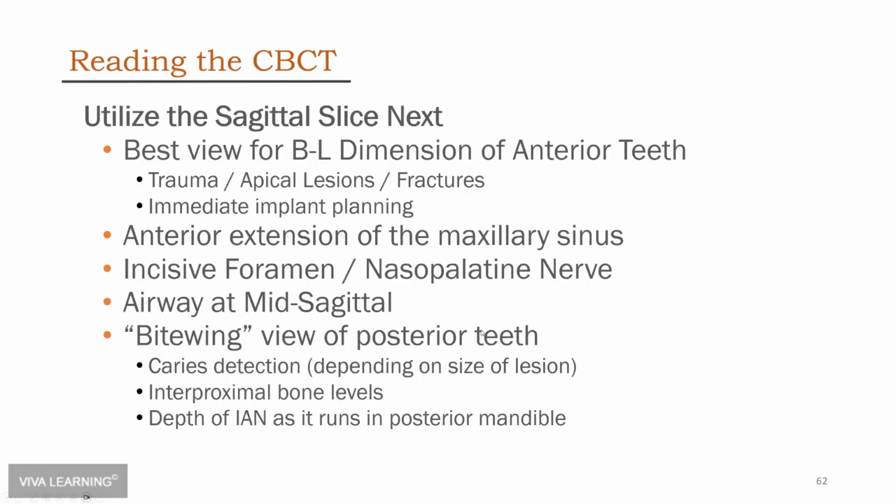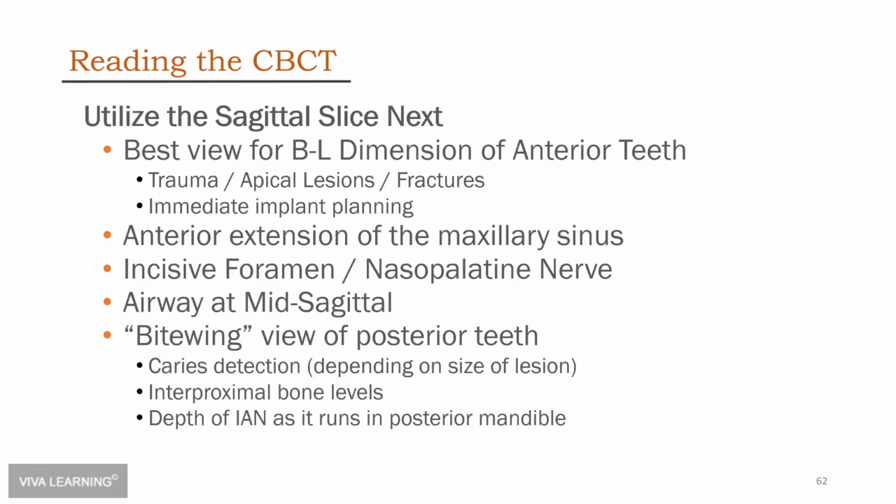So now we're going to use the sagittal slice. So sagittal is left to right. We're slicing the patient down kind of from their nose to their throat. That's the slice direction. And this is the really good view for the anterior teeth. So any trauma up here, lesions, fractures, etc.